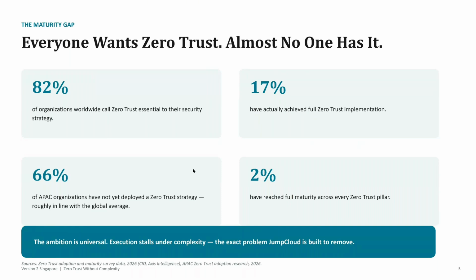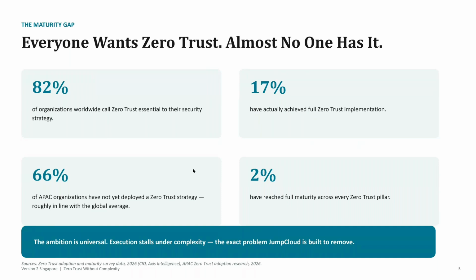Yeah, and 66% of APAC organizations haven't yet adopted a zero trust strategy yet. So that is roughly in line with the global average, and only 2% are fully mature across every zero trust pillar. So many of us believe that zero trust is good, it is important, it's essential, we should do it, but not many of us have fully adopted or implemented it.